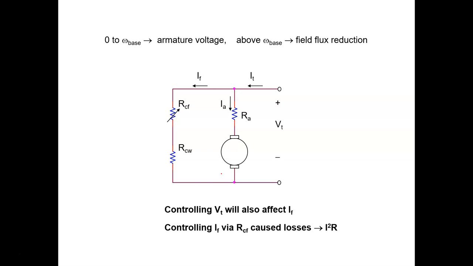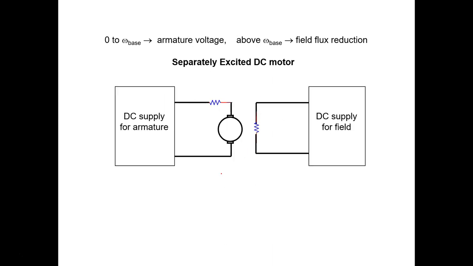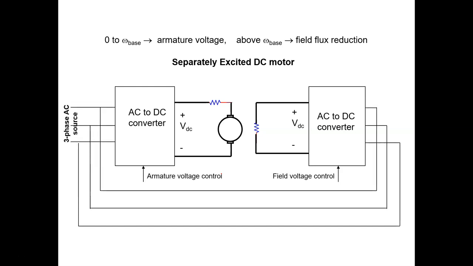Controlling IF via RCF is not practical because that will cause losses, and it is not easy to maintain a constant IF while we vary VT. Therefore, a more practical approach is to use a separately excited DC motor, where we have two separate supplies for the armature circuit and for the field circuit. What if we have an AC supply instead of a DC supply? Well, the DC supply for the armature and for the field has to come from an AC to DC converter. This is a typical configuration of a DC motor drive with AC power supply.